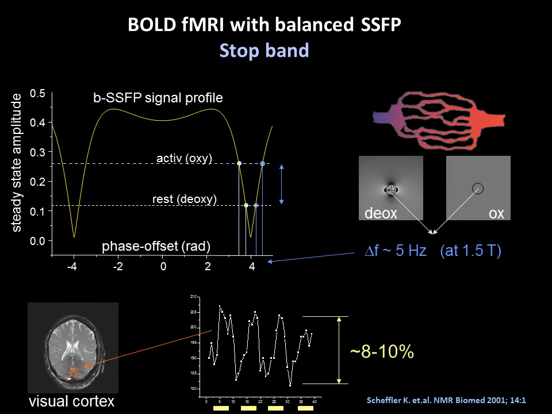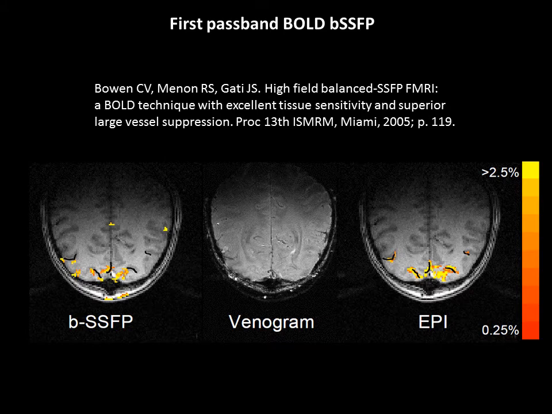This principle was then repeated by several other researchers, again in the stop band, using smaller flip angles and therefore also with some increased signal intensity. But this is a very sensitive method as we work in the stop band, which is a very narrow frequency range. Then in 2005, Bowen, in an ISMRM abstract, presented for the first time TrueFISP or balanced SSFP functional imaging in the passband.